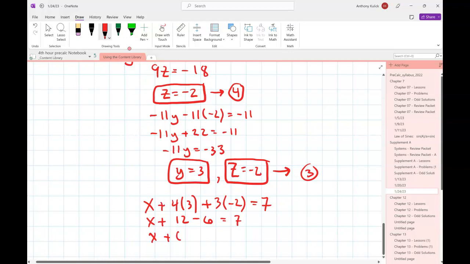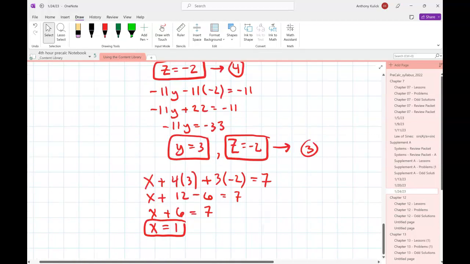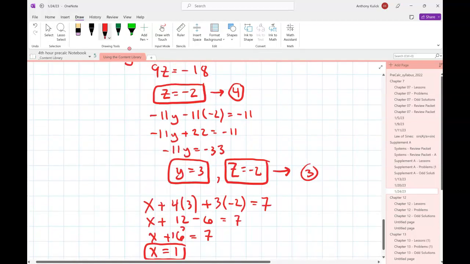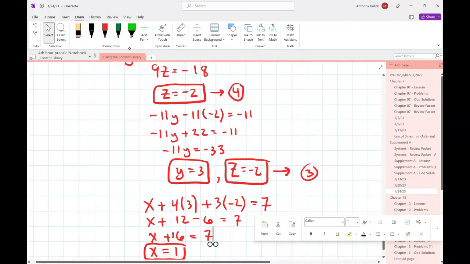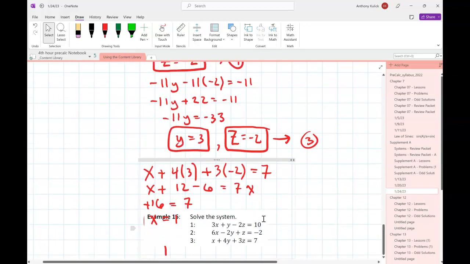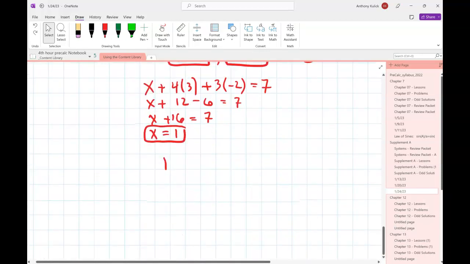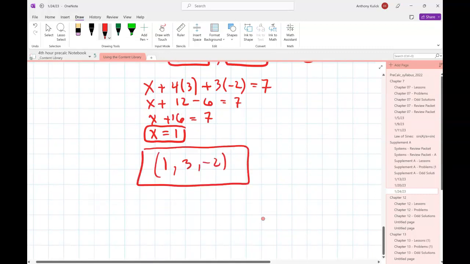12 minus 6 is 6. And if I subtract 6 from both sides, I get 1. What did I just do? Oh my goodness. So my solution would be the ordered triple 1, 3, negative 2.